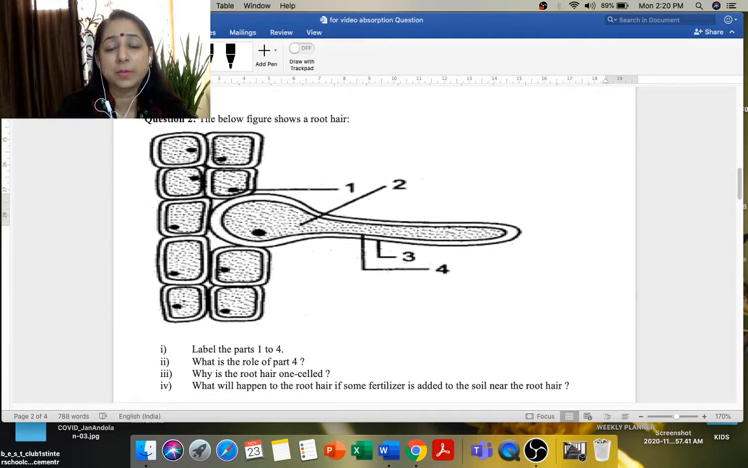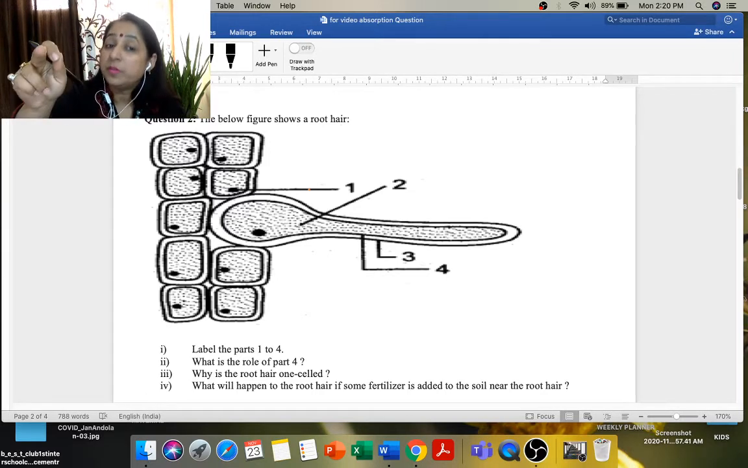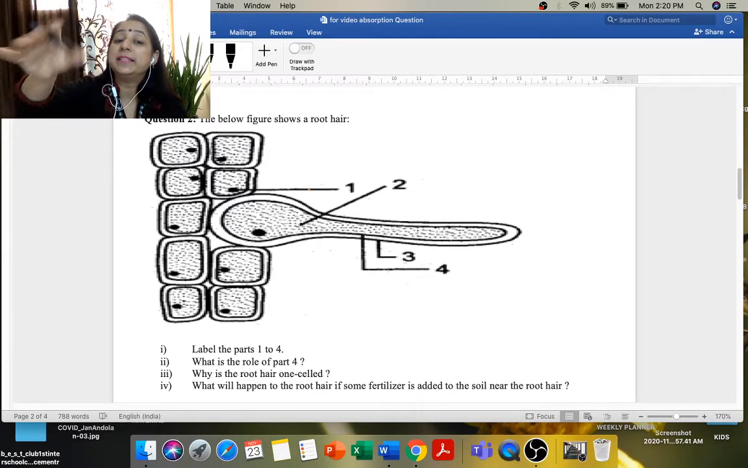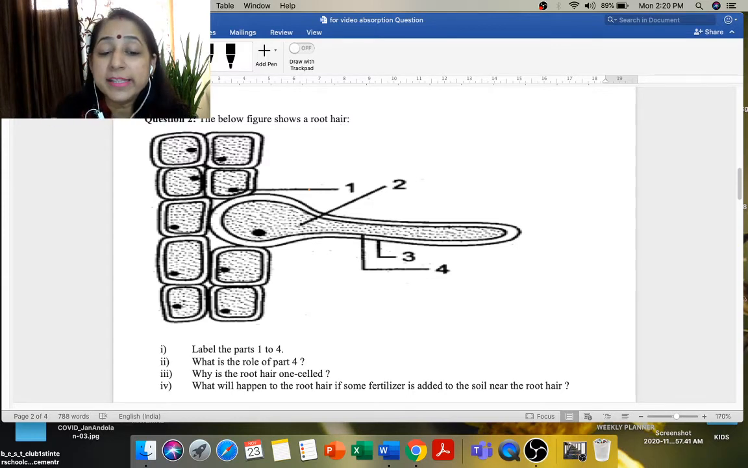We move to our next question. The same type of question. I've taken this question just to tell you that the question remains the same. The diagram remains the same, but the question changes. Now, here they have asked you to label points 1 to 4.